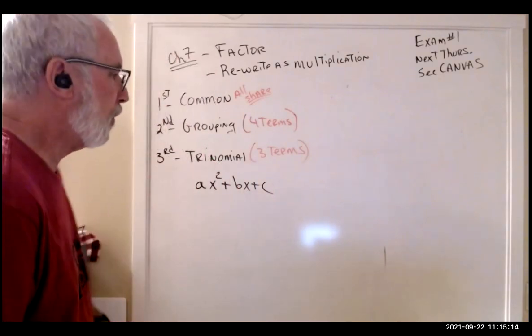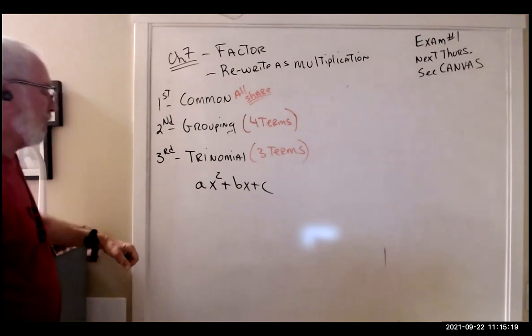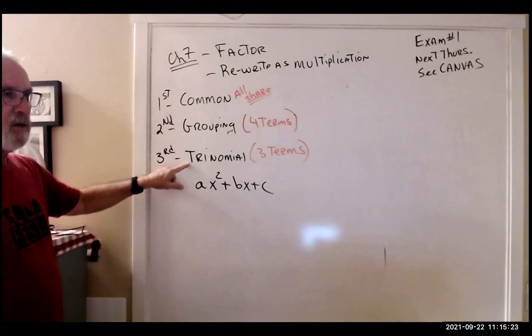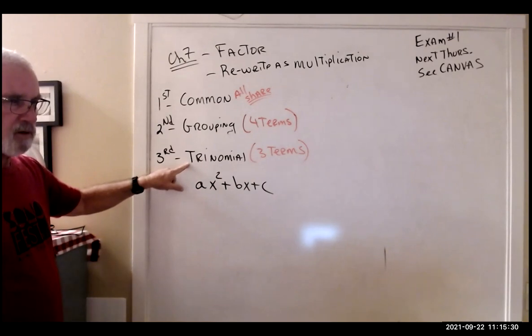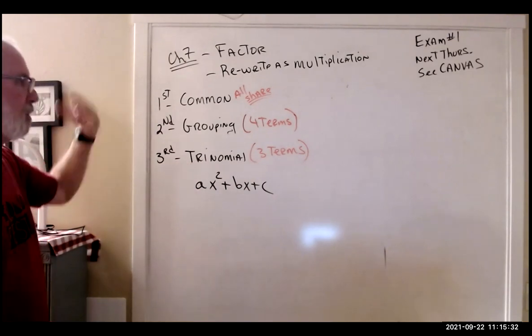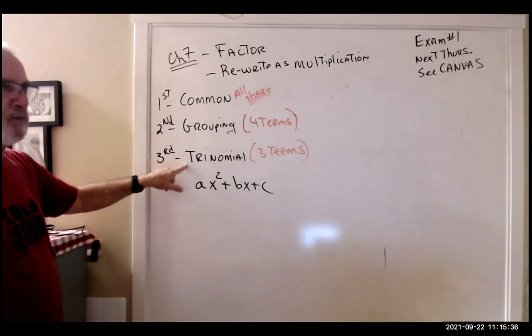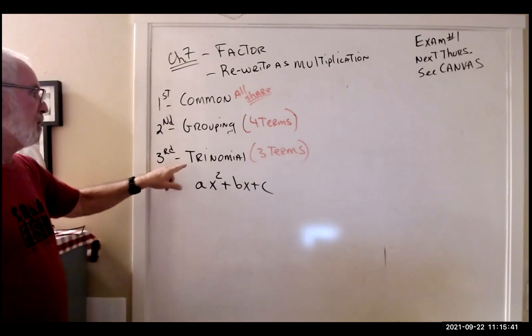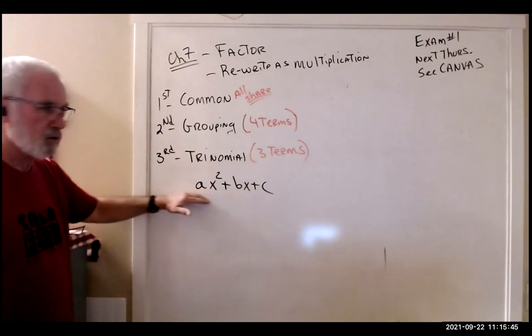Okay, so we're back to the kind of factoring, called trinomial factoring, that really seems to give students the biggest problem. Okay. We need some vocabulary. For a trinomial, we learned in chapter, was it 5? 6, I guess it was. Trinomial means 3 terms. Well, here's a trinomial, okay?